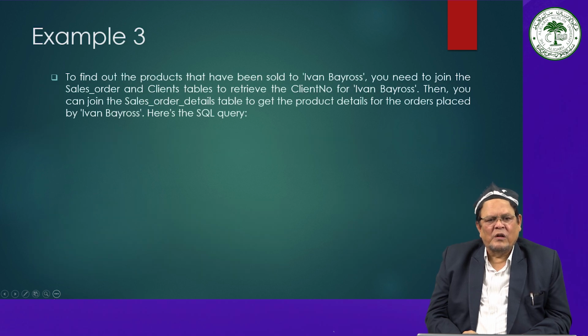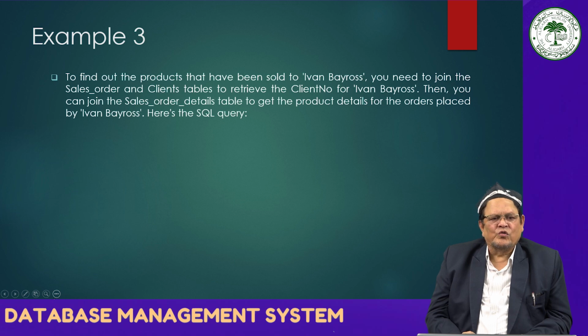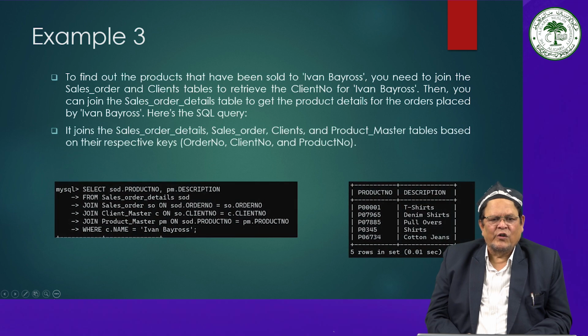In the third example, I hope it will be very clear. To find out the products that have been sold, you need to join the sales order and client tables to retrieve the client number for Evan Bros. Then you can join the sales order details table to get the product detail for the order placed by Evan Bros. So the query you have to write like that.